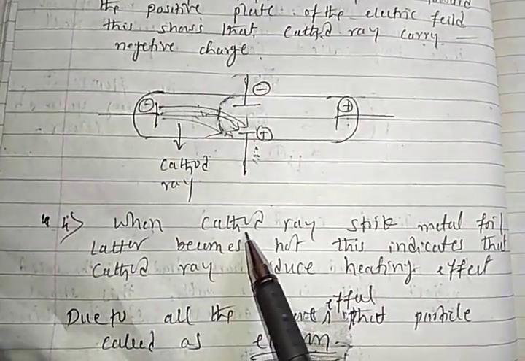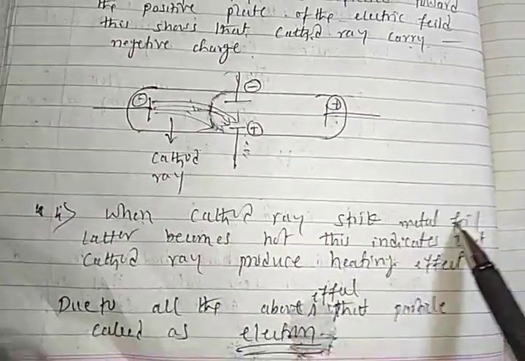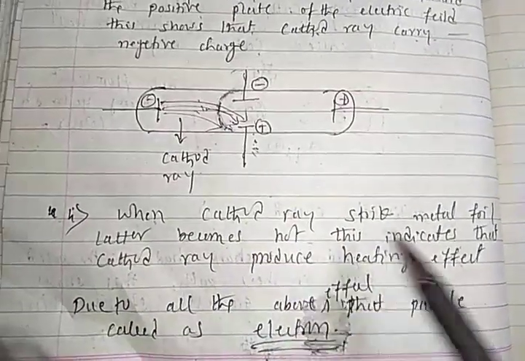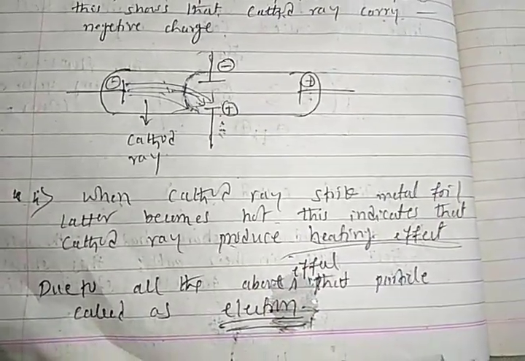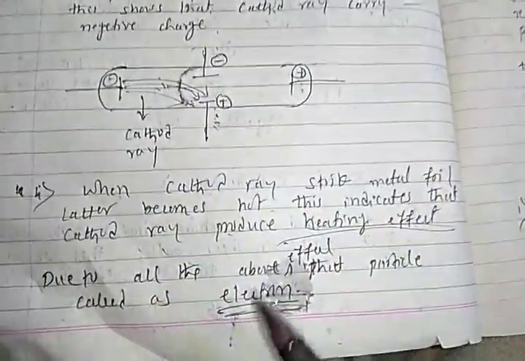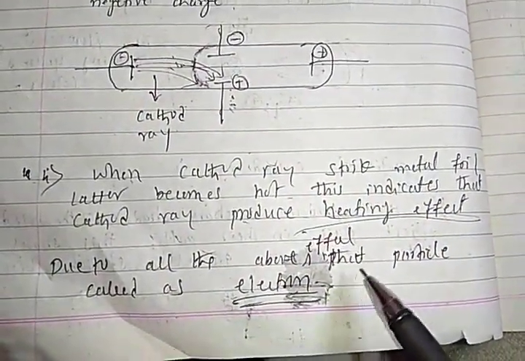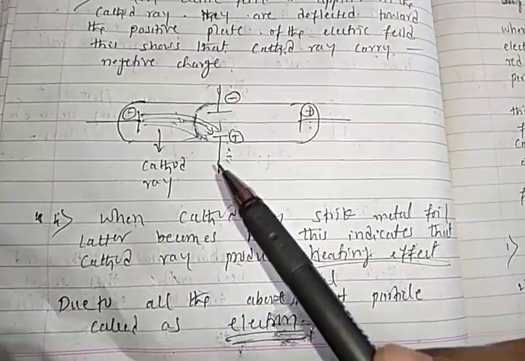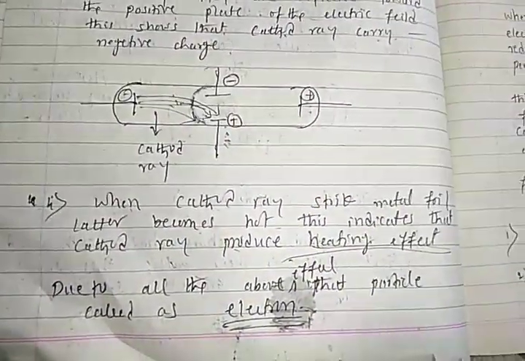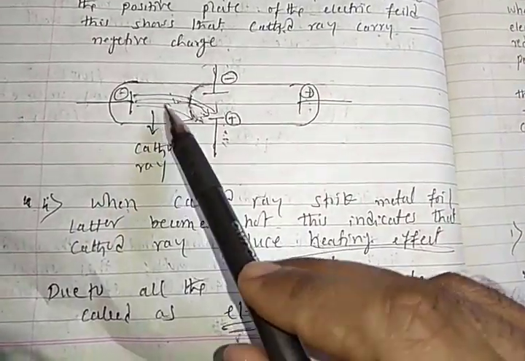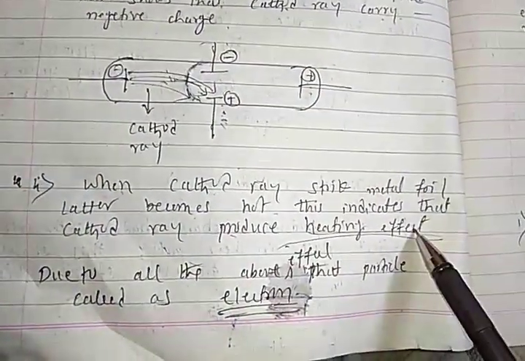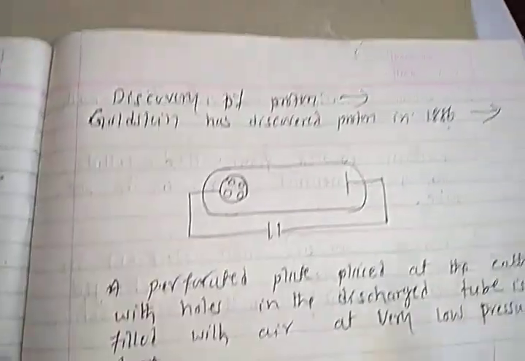When cathode rays strike a metal foil, it becomes hot. This indicates that cathode rays produce heat. Due to all the above effects, 1 to 4, J.J. Thomson came to the conclusion that cathode rays contain material particles that are attracted to the positive field. It means the ray contains negatively charged species, which he named electrons. Understood, students?